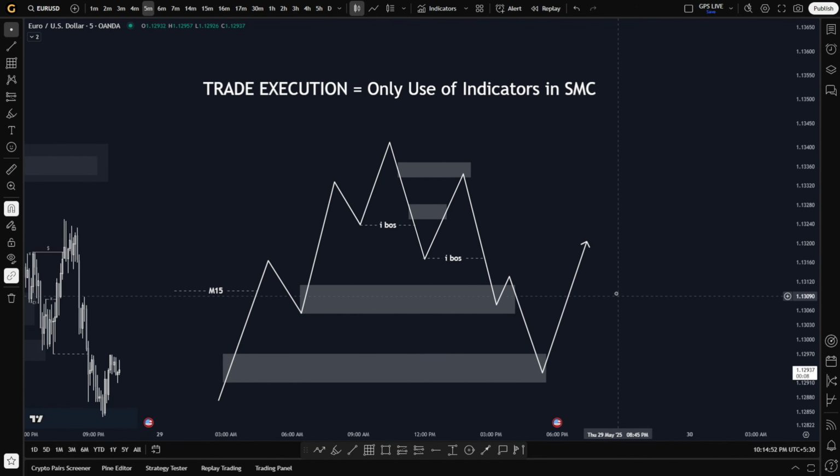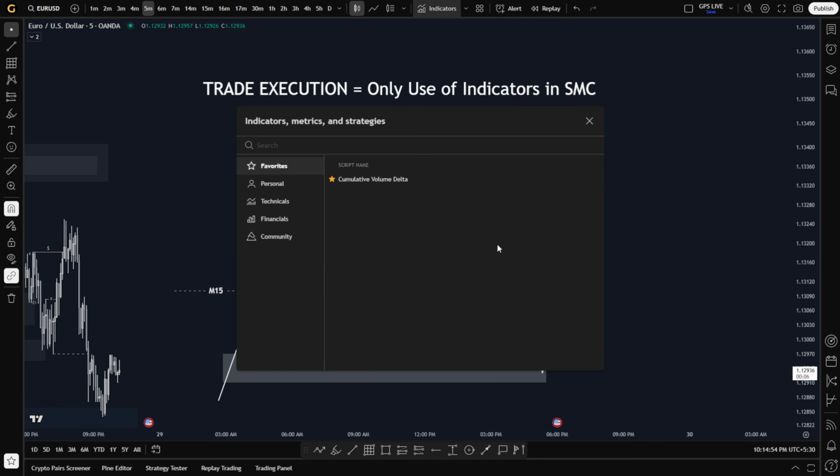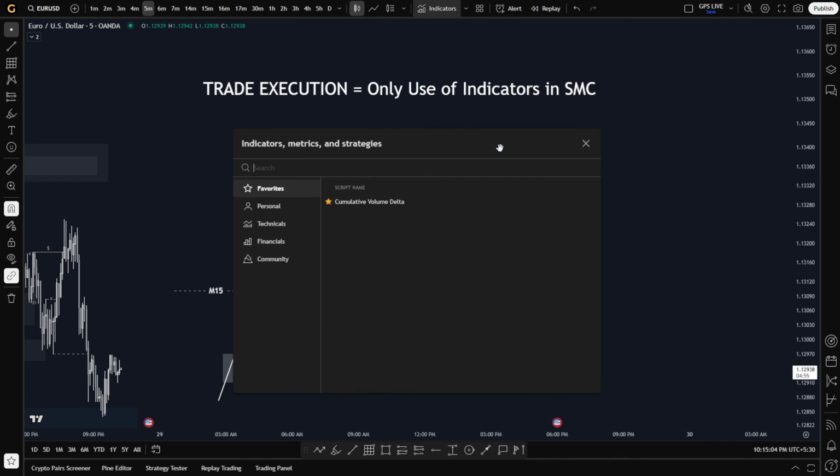In the last video, I told you guys about an indicator called cumulative volume delta. This is a very powerful indicator. I don't recommend using MACD, RSI, all those things. When you're trading smart money concepts, they are completely useless. They are not useful at any point in time, right? So if you're a beginner, go with this indicator, right?